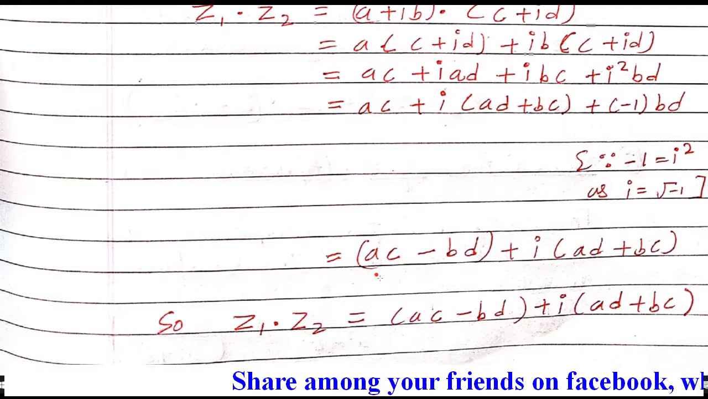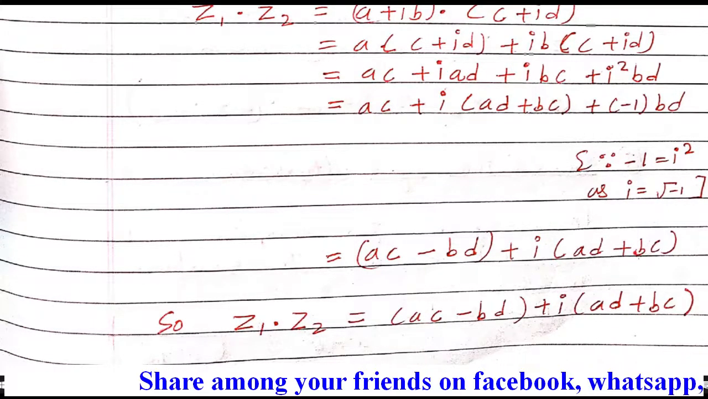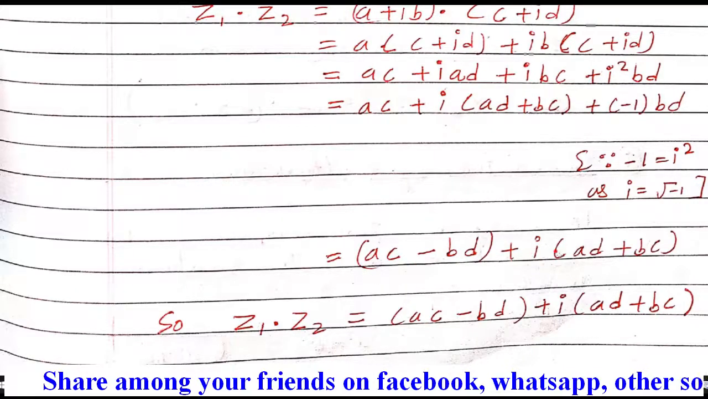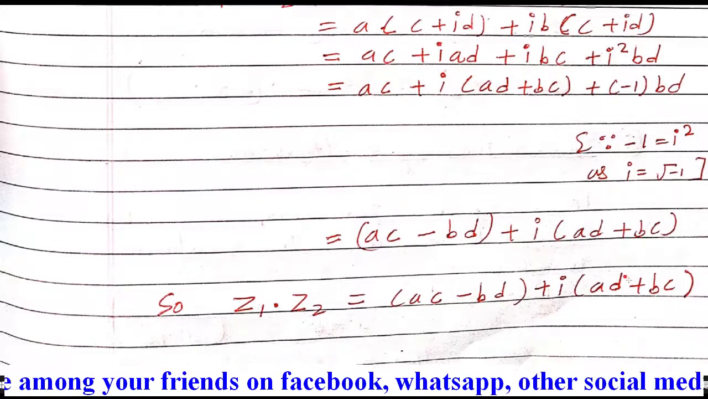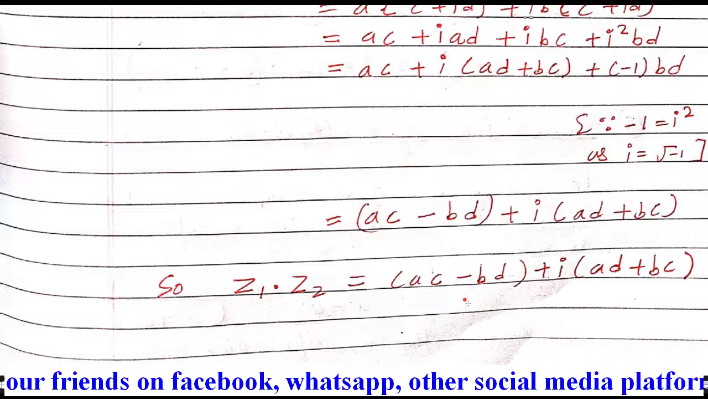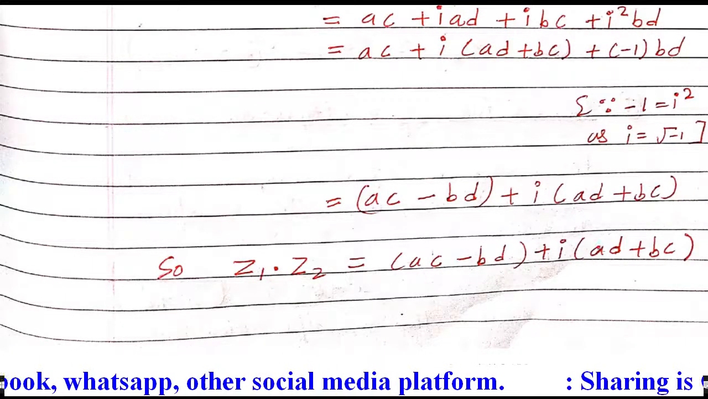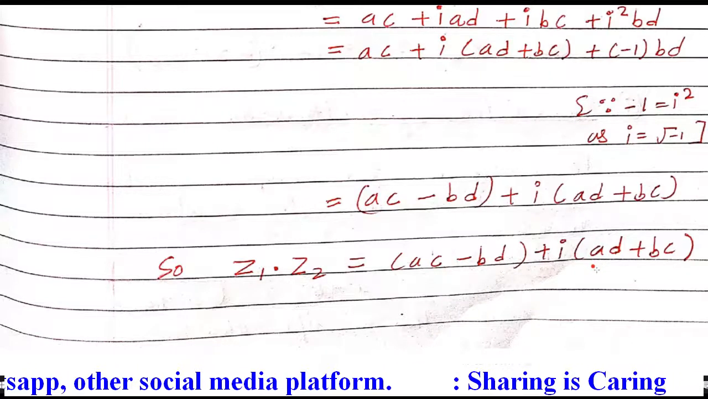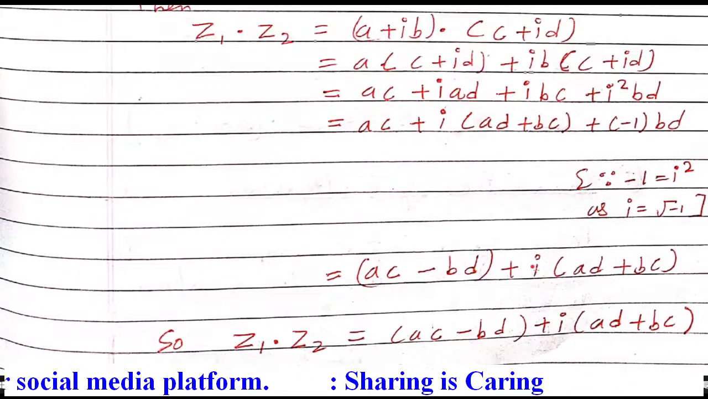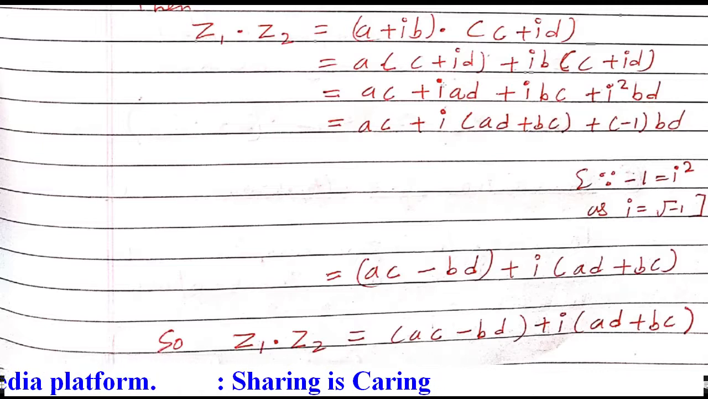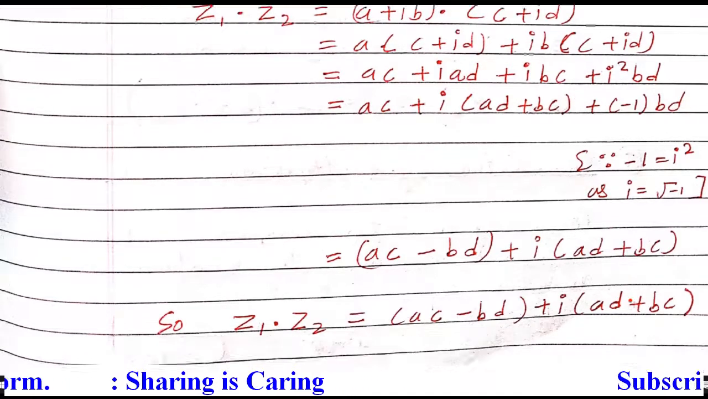So again it is arranged in the form of a complex number. This is the real part and this one is the imaginary part. So this is the formula for multiplication of two complex numbers Z1 and Z2. It's a formula, you must learn it. And how we obtain this formula is very simple: by opening the two brackets, we obtained it.